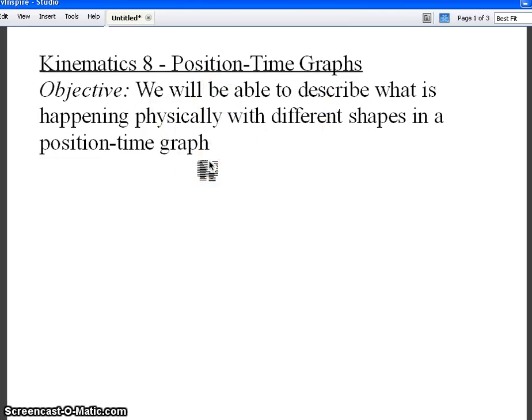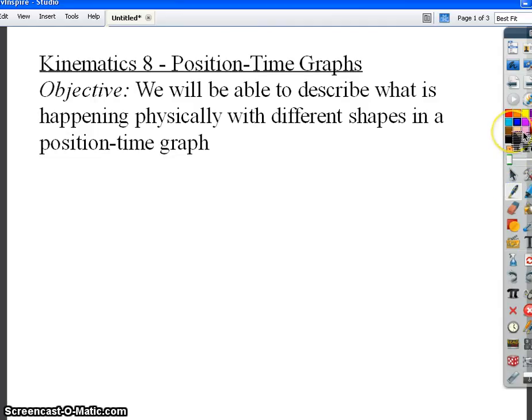Okay, so basically, I'm going to give you a graph. We're going to make a line on it or something, and then we will determine what is happening with that object. Okay, so before I start, I just want to point out that graphs are very, very important.